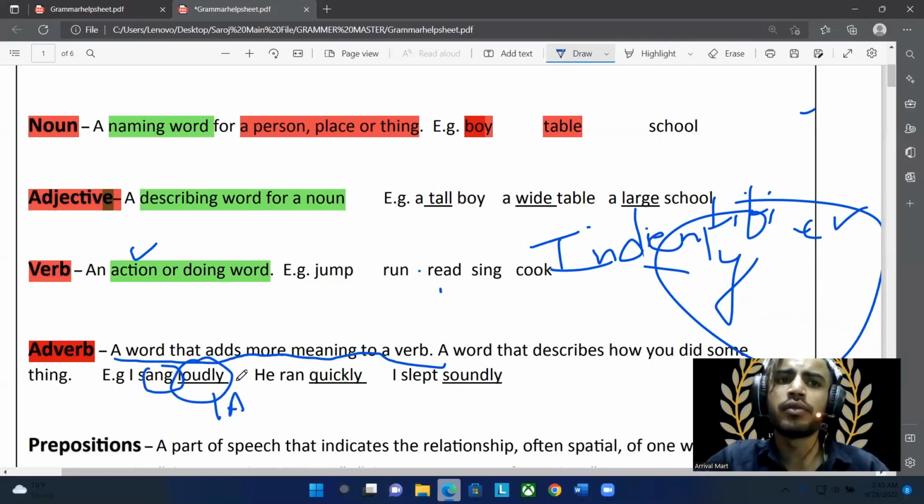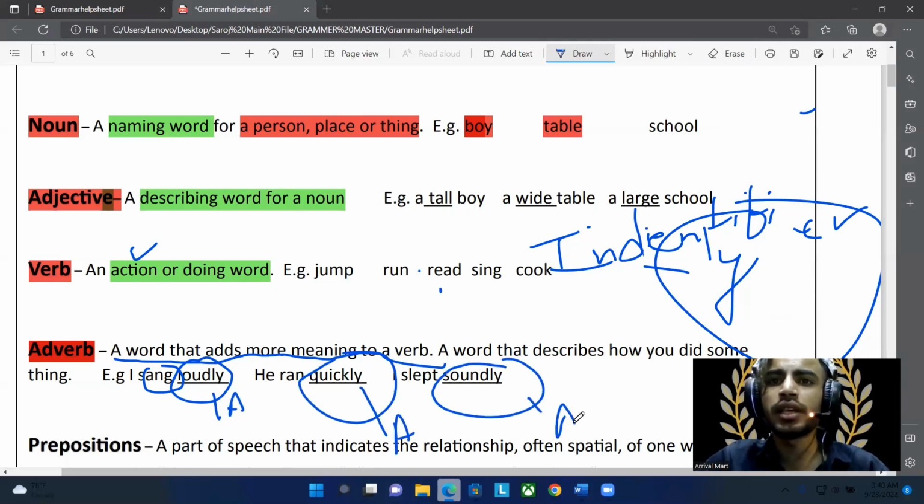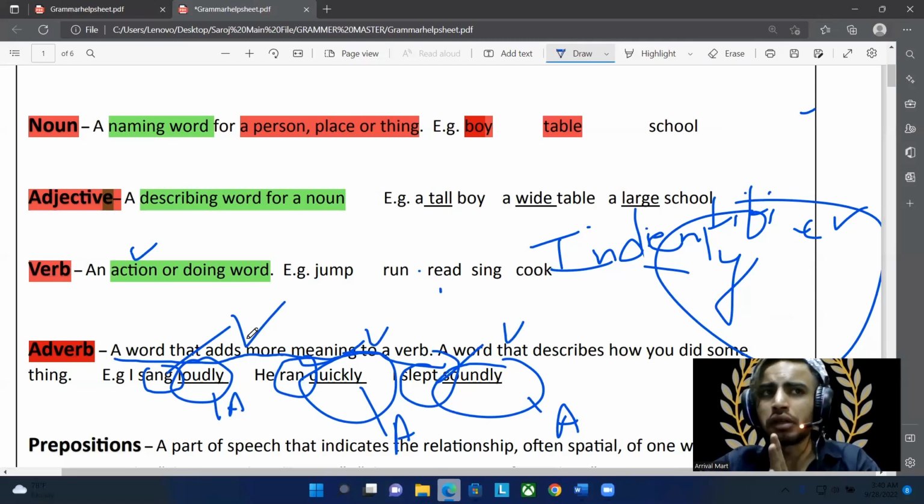Loudly is an adverb. He ran quickly. Quickly is an adverb. He slept soundly. Soundly is an adverb. And let's see what is verb over here. Slept is a verb. Ran is a verb. And sang is also a verb. Then let's see the connections over here.